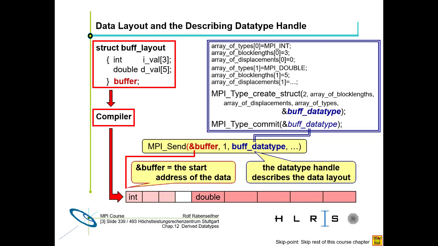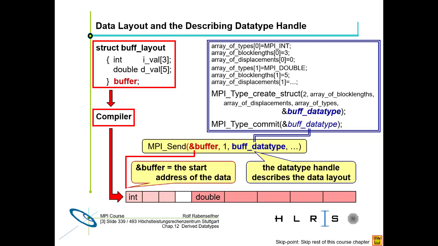Consider a C struct that has 3 integer values and 5 double precision values. The struct buff layout is the type in C, and buffer is the variable. If you look at what the compiler does with it, it will actually have 3 integers, and then a hole, and then 5 double precision numbers. That is typically what would happen.